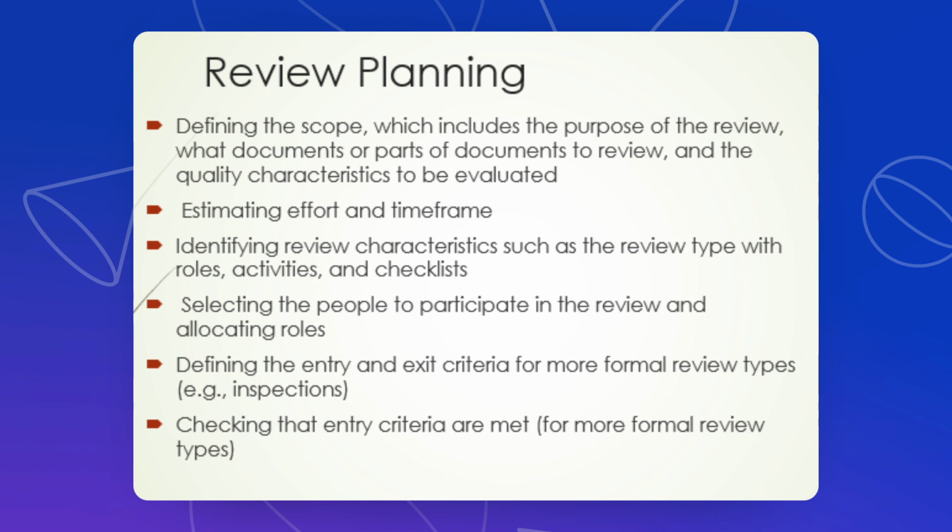We need to prepare the checklist for the formal case, and select the people to participate in the review and allocate roles. Every person should have a defined role, whether author, reviewer or stakeholder. All the stakeholders should have defined roles. We define entry and exit criteria for more formal review types, for example in the case of inspection. Entry and exit criteria are very important, and we check that every criterion is met.